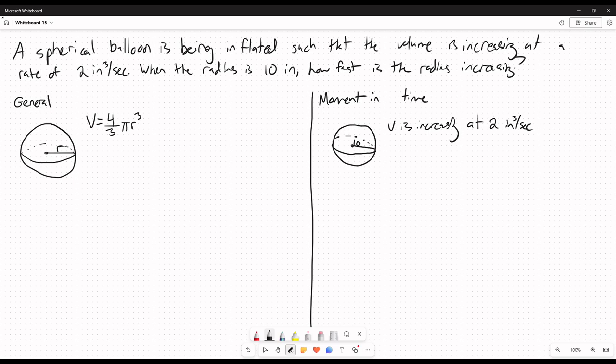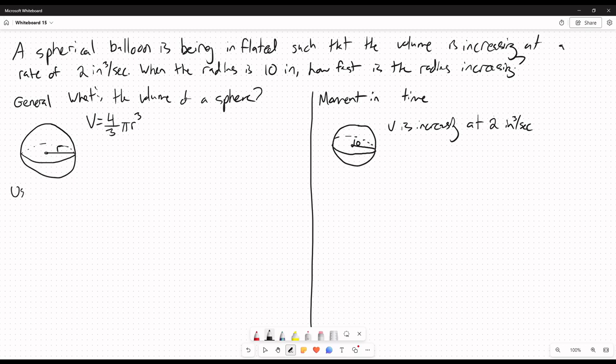Whenever you're doing a related rates problem, the first thing you do is split it up into a general situation and a specific moment in time. Our general situation asks the question: what's the volume of a sphere? Or more generally, what's a formula that relates the volume of a sphere to its radius? And we have that here. The volume of a sphere is given by 4/3 pi r cubed.